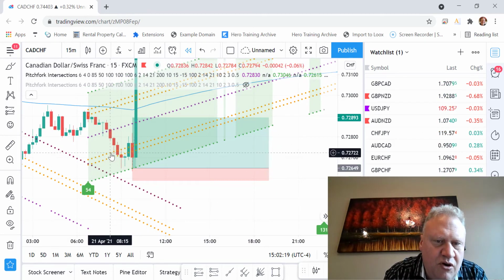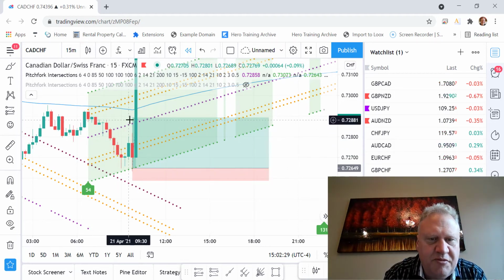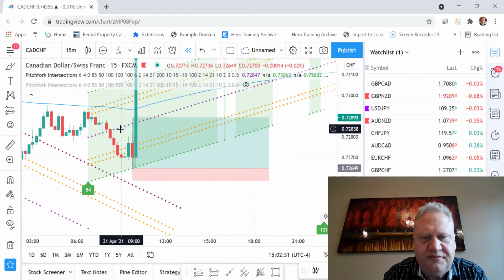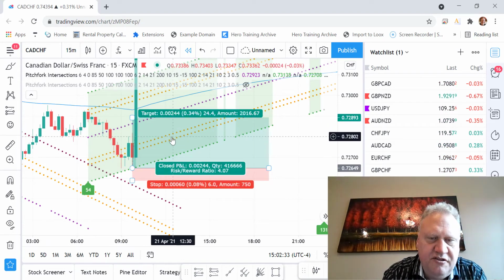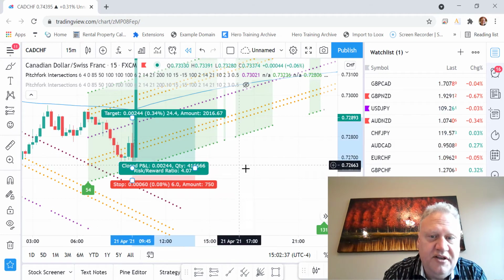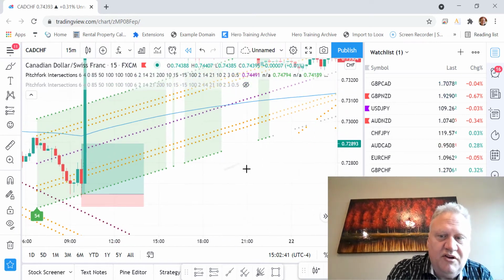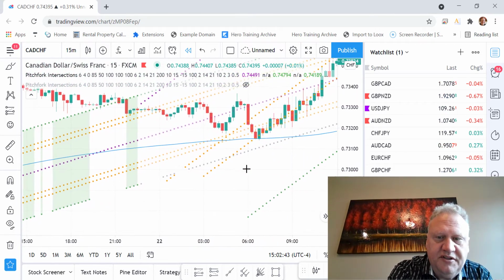Basically, you can go just a little bit less. Maybe I went too far with this, but a little bit less than the width of this channel. You can go up here above the center line. That's typically where I like to target. And that's how you get yourself a quick and easy 4R trade. And this happens over and over and over again. Let's take a look at another example here.